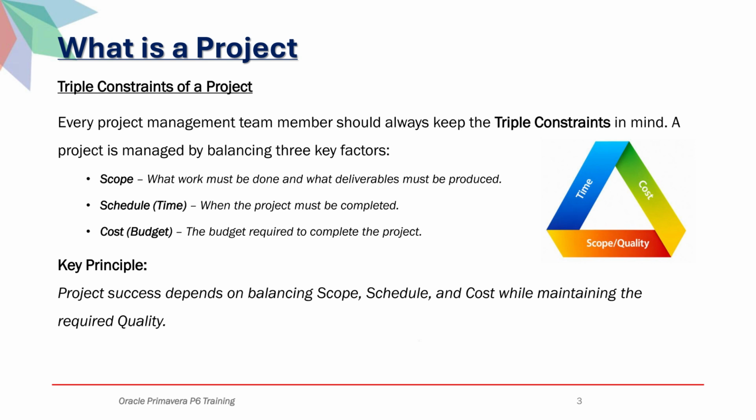These three elements are known as the triple constraints because a change in one constraint will usually affect the other two. For example, if the project schedule is reduced, additional resources may be required, increasing the cost. If the budget is reduced, the schedule may need to be extended or the scope adjusted. If the scope increases, both the cost and schedule are likely to increase. Therefore, successful project management is not simply about completing the work, it is about maintaining the right balance between scope, schedule, and cost while maintaining the required quality standards.